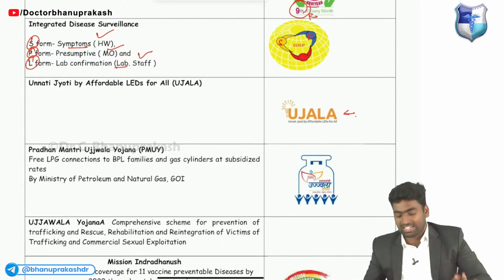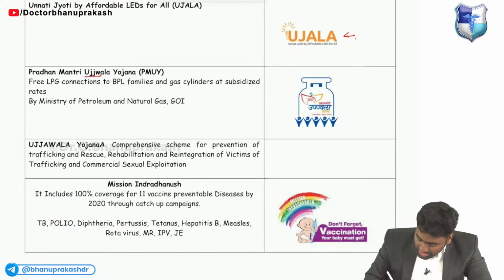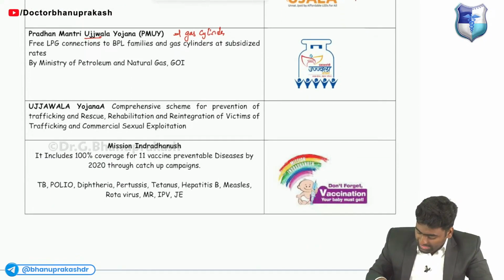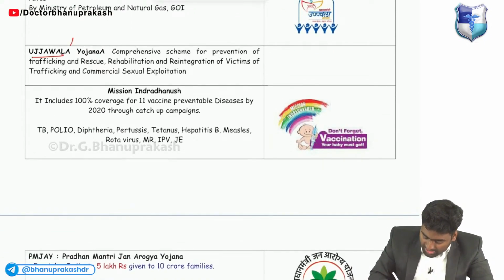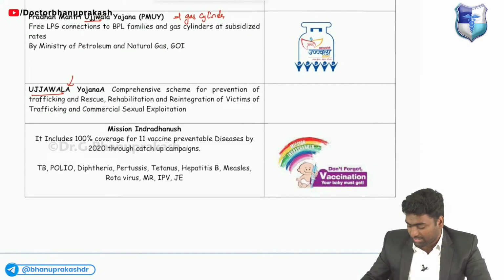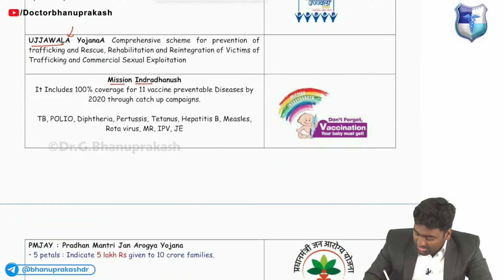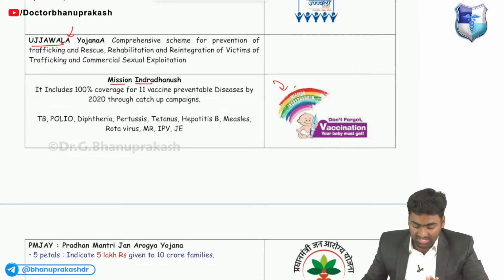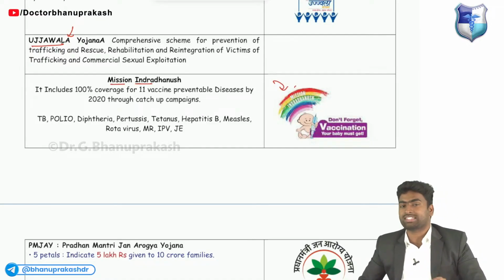Fine. Then Ujala, remember it is the brightness. So Ujala is the LEDs. Next, Ujjwala, what is it? It is the gas cylinders. And next one, Ujjawala, what is it? It is for child trafficking. Fine. And next one is Mission Indradhanush, mainly for the 7 vaccine preventable diseases. It is for the 7 vaccine preventable diseases.